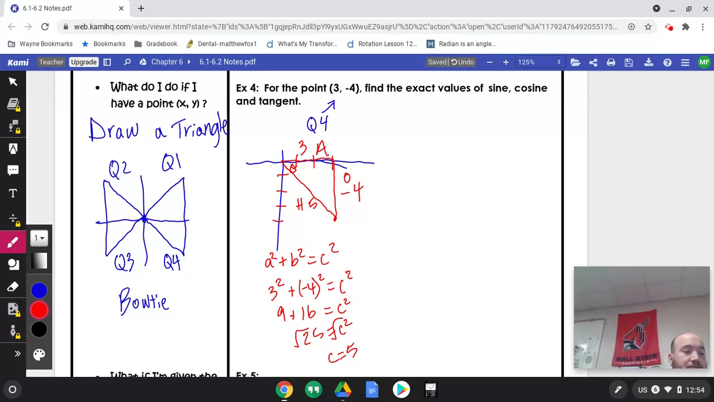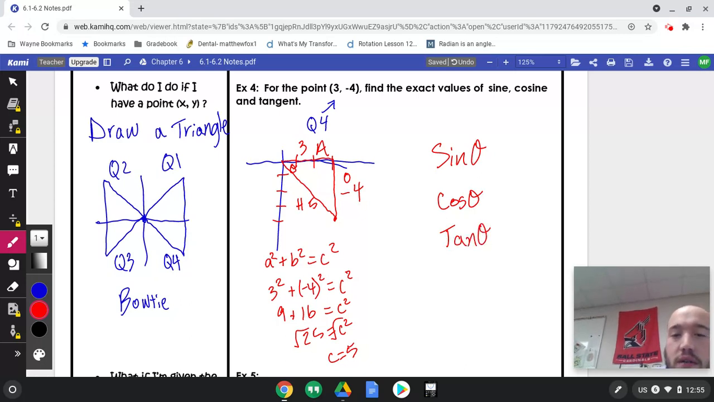Okay, so we've got that 5 now, and all we have to do now is write what is sine, cosine, and tangent. So sine of theta, cosine of theta, tangent of theta. We can simply use SOHCAHTOA. So sine is opposite over hypotenuse. Cosine is CAH, or adjacent over hypotenuse. And tangent is TOA, or opposite over adjacent.